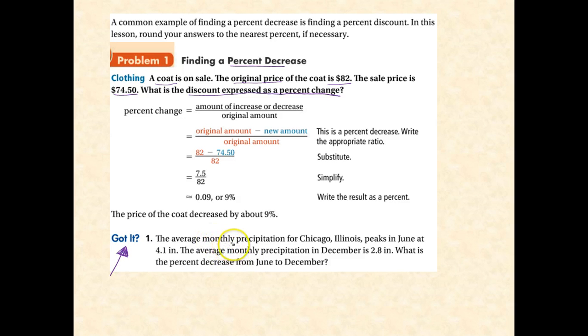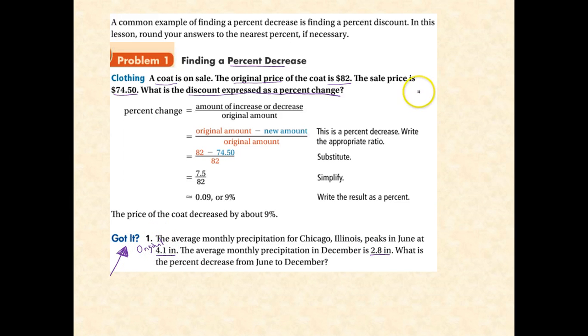Alright, so the average monthly precipitation in Chicago, Illinois peaks in June at 4.1 inches. The average monthly precipitation in December is 2.8 inches. What is the percent decrease from June to December? So what is our original number? We start in June, so this is our original number.